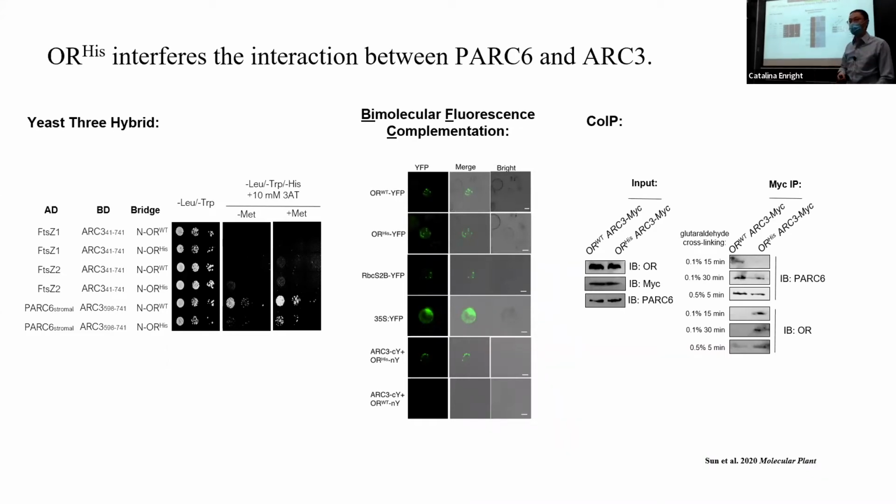We expressed AX3 in both the OR wild-type and ORHis backgrounds, and found that if we express AX3 in the ORHis background, AX3 will mainly bind to ORHis instead of PX6. So we proved that ORHis may interfere with the PX6 and AX3 interaction to affect chromoplast division.